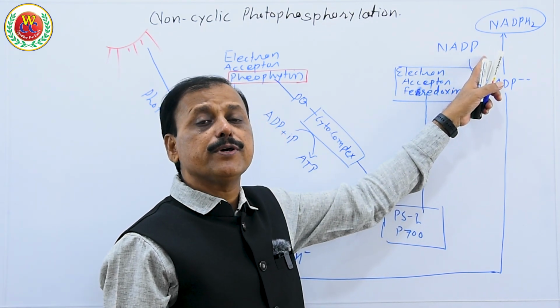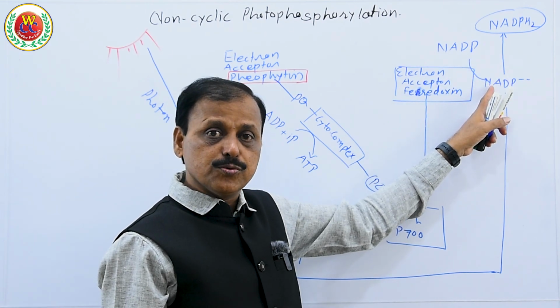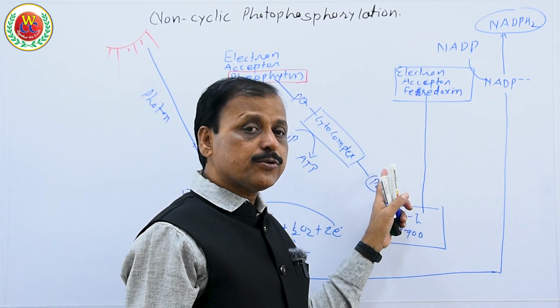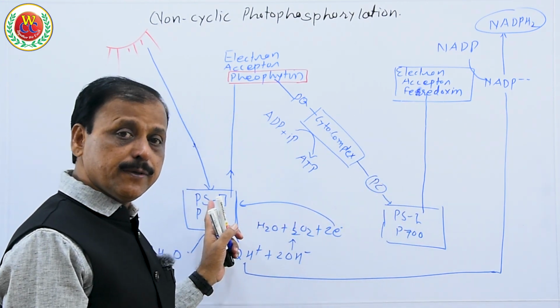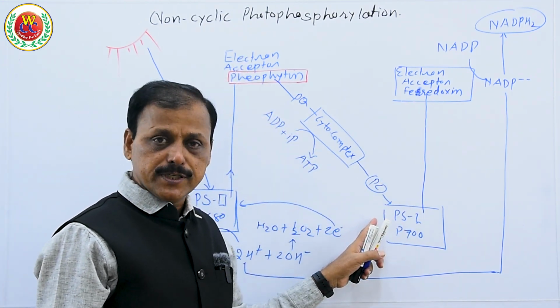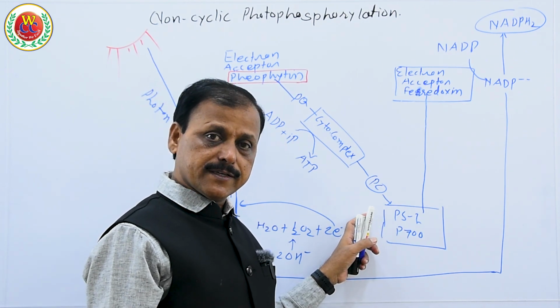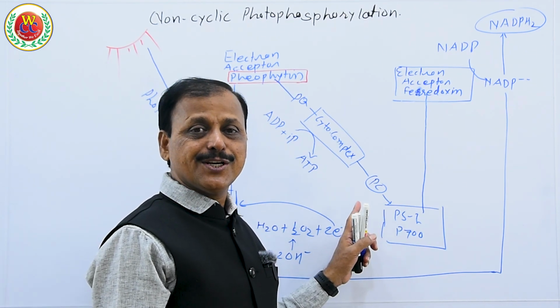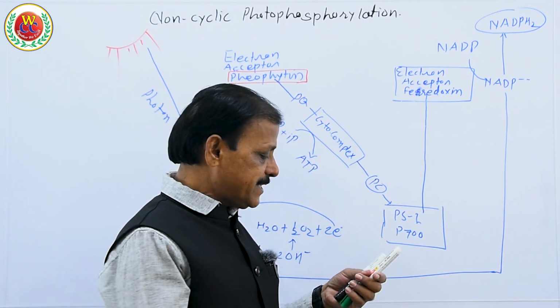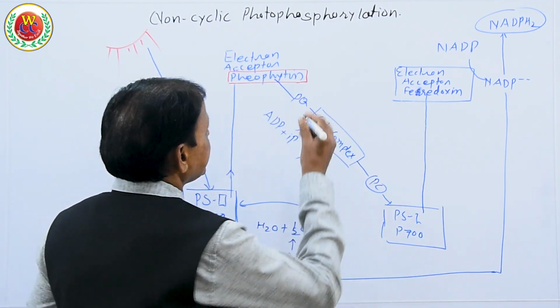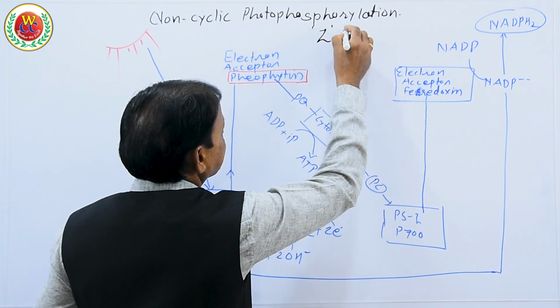it does not go downhill to PS1, but it is used there itself at the uphill position and then comes downhill to NADPH2. Therefore the electron released from PS1 does not return to PS1, but the electron released from PS2 comes to PS1. Here the cycle is broken, and therefore this is known as non-cyclic photophosphorylation. It is also known as the Z scheme. Why is it known as the Z scheme?